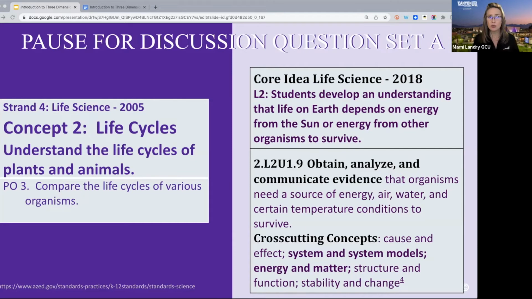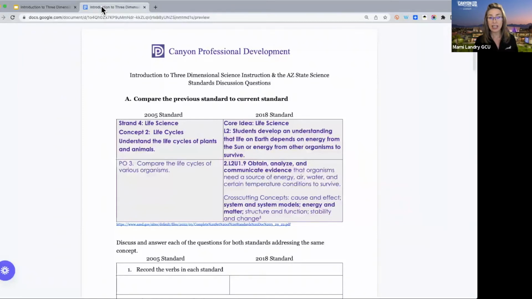I'm going to ask you, in a moment, to pause the video. When you pause the video, I'd like you to read both sides, the 2005 version of the standard, and on the right, the 2018 version of the standard. And then you'll notice it says, discuss and answer questions, set A. On your discussion sheet handout, that looks like this, I've repasted those two standards, 2005 on the left and 2018 on the right.